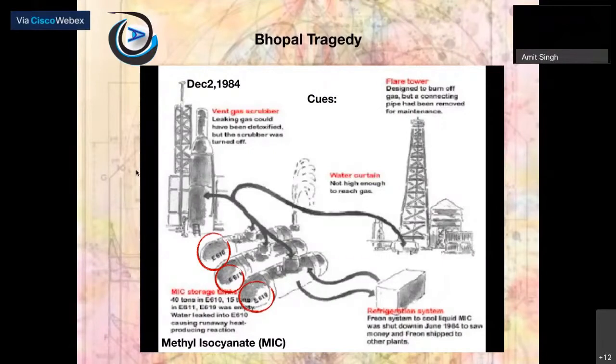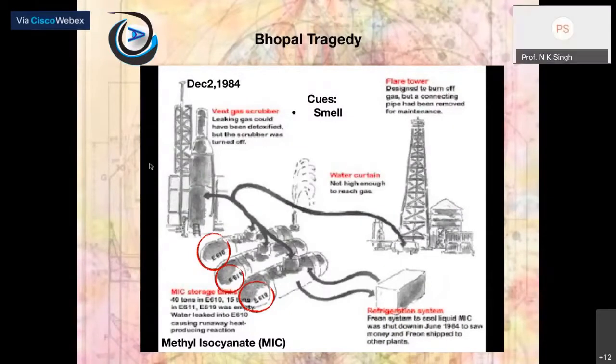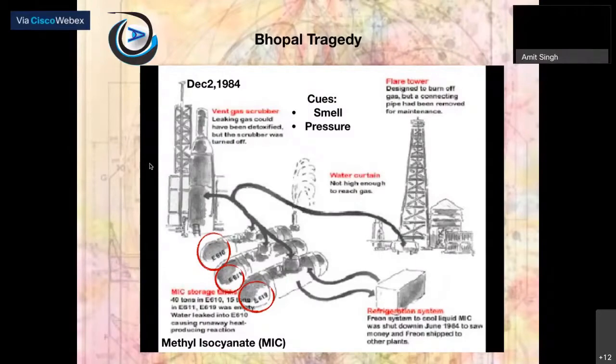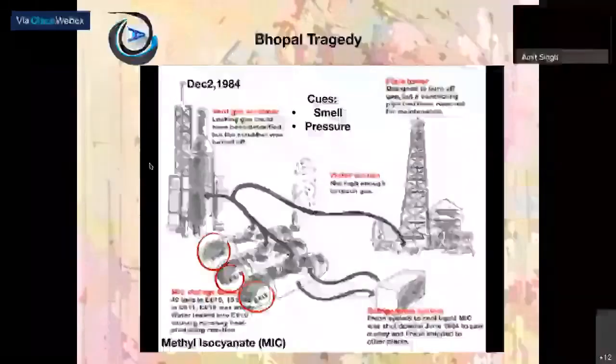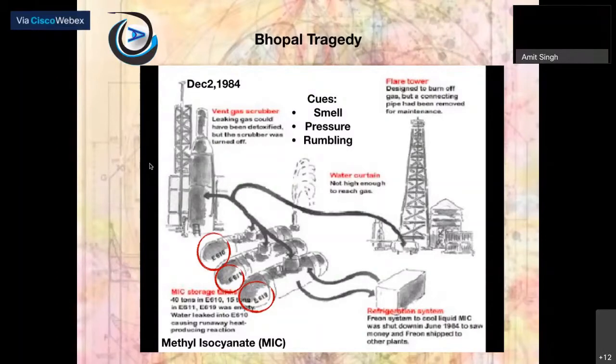There were certain cues which they got. An operator reported some type of smell. That was dismissed because there was some spraying which happened in the morning. So they said, no, it's the spraying, and dismissed that. Then the gauges showed differential pressure. One gauge showed 6 psi, the other gauge showed 30 psi. Again they dismissed this, saying it was a gauge issue. And at the end, when people smelt some gas, they went close to the storage tanks and felt some rumbling. They were in a kind of dissonance. They couldn't comprehend the situation, since the tank had been shut down. What is this rumbling about?